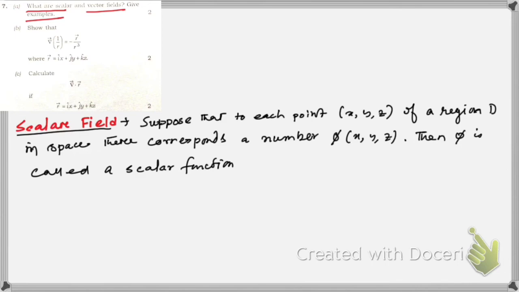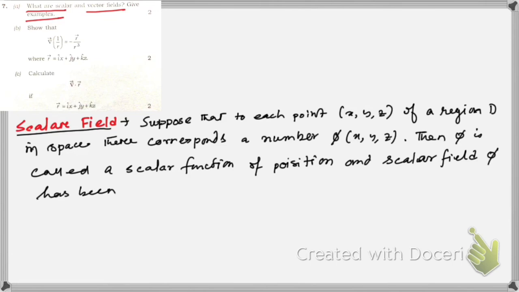of position, and we say that the scalar field phi has been defined on the region D, right? So this is the definition of scalar field, and you can take an example.